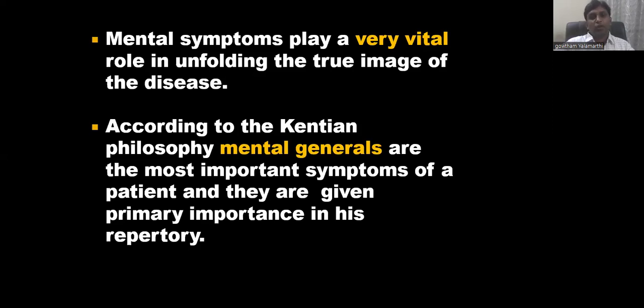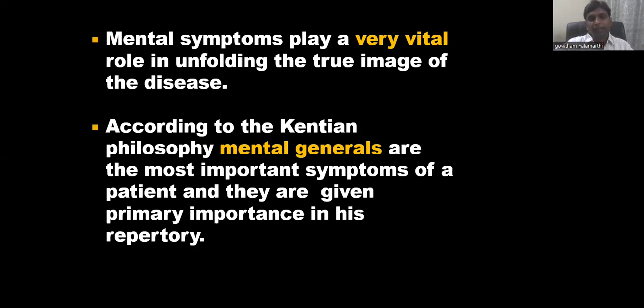So mental symptoms play a vital role in unfolding the true image of the disease. We can prescribe at any level. As human beings, we are divided into mental, emotional, and physical levels, so prescription can be done at the physical, emotional, or mental level. If you are prescribing at a mental level, holistically, results occur from center to periphery. Likewise, if you are prescribing only on the physical particulars, cure takes some delay. So what Kent says is that according to Kentian philosophy, mental generals are the most important symptoms of a patient and they are given primary importance in his repertory.